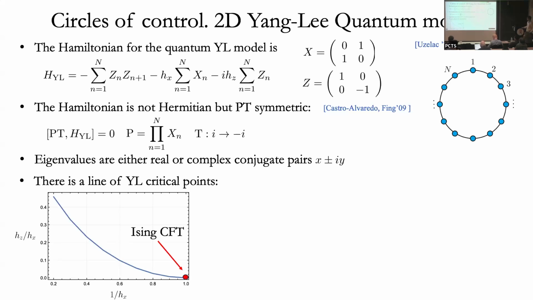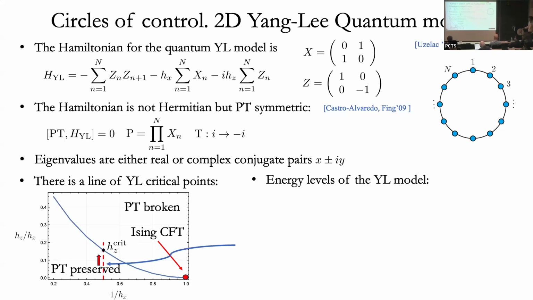Which I now plot as 1 over Hx. When Hx is bigger than 1, we are in the paramagnetic phase, and when Hx is 1, we are at the Ising CFT. We have to be in the paramagnetic, disordered phase, so Hx has to be bigger than 1, or 1 over Hx has to be less than 1, so we'll be somewhere here, and then we turn on the imaginary magnetic field, and this line separates what we call the PT preserved phase and the PT broken phase.